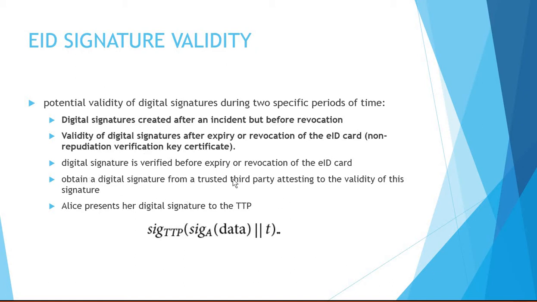Whenever the digital signature is expired, we have to revoke the electronic ID card. It is no more valid. Maybe for every 10 years we have to renew. Otherwise, the digital signature on it will not be valid, so we cannot use the EID card. We have to submit it back and renew our EID card.